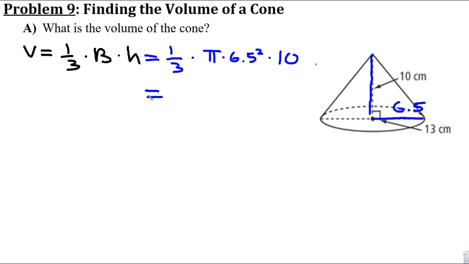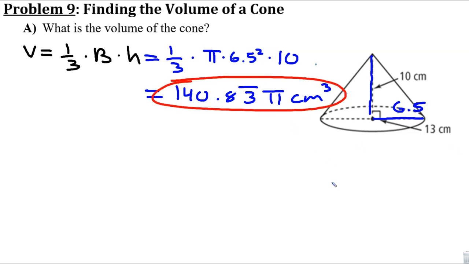And like usual, we'll leave that calculation in terms of pi. So I'm going to do 1 divided by 3 times 6.5 squared times 10. And when I do that, I get 140.8, we'll just say 3 repeating, pi centimeters cubed. All right, so there you go. Finding the volume of a cone. Once again, it's just like a pyramid, just with a circular base instead of a square base.